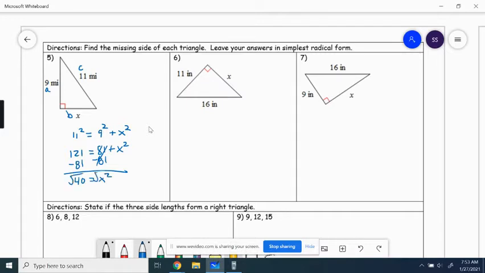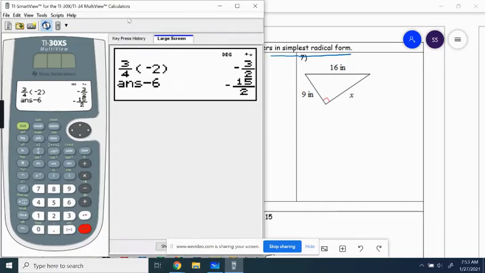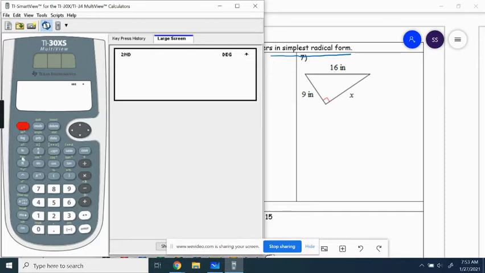And now we take the square root of both sides. Let's see, what's the direction say? Leave the answer in simplest radical form. So I know the square root of x squared is just x. Let's go to the calculator and find the square root of 40. Remember, we need to hit the second key to access this green radicand, that's the square root symbol. Oops, I didn't do it right. Second, there we go. That's what we're looking for. Type in 40, press enter, and that is simplest radical form, 2 times the square root of 10.